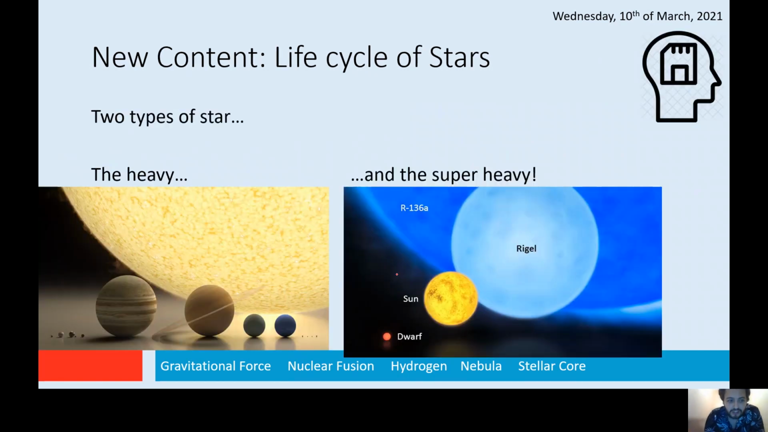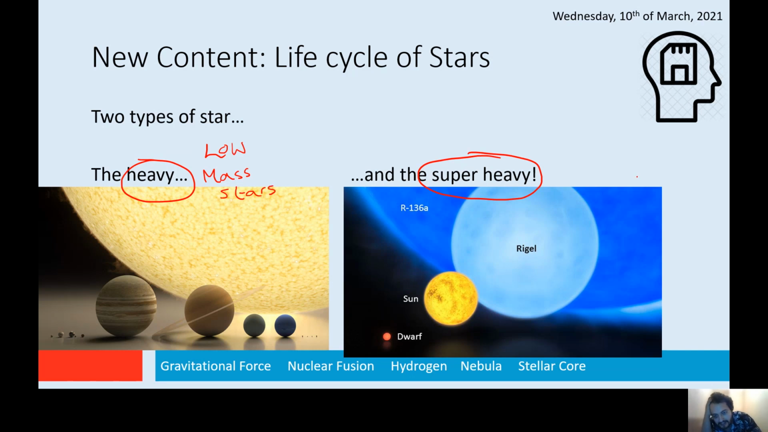So let's have a look at the two types of stars. In reality, there's only two types of stars that we're going to consider. We've got the normal heavy stars, and then we've got the super heavy, ridiculously heavy. Now, I think a more accurate title would be low mass stars and high mass stars. Now, here we've got the sun, and you can see it compared to the Earth, here's Jupiter, and then there's the sun. The sun is tremendously big.